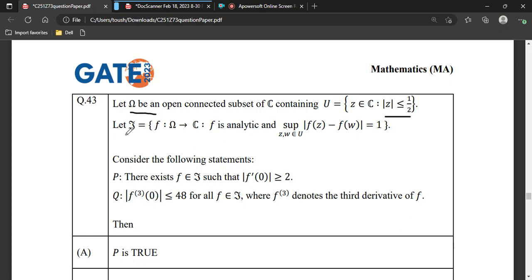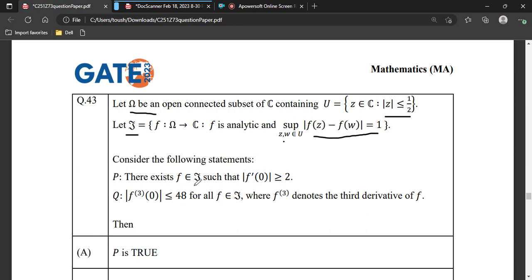Now they have defined a set tau, the collection of all the functions which are analytic on omega and the supremum of mod of f(z) minus f(w), where z, w belong to U, is 1. Actually this is the definition of the diameter of the image of a function. Okay, now let's see quickly what the statement says.